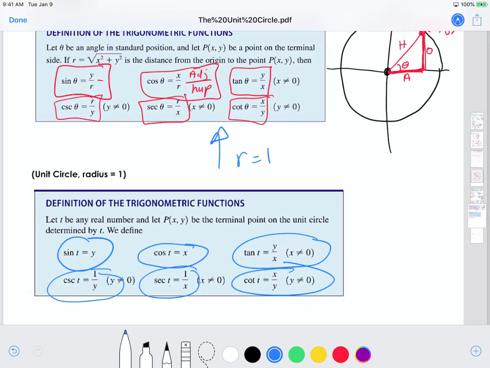So when your circle has a radius of 1, your hypotenuse is 1. And that's the relationship between these two blue boxes. The blue box on the top is for any circle of any radius. So if we had a circle of radius 2, we would want to make sure we put in r as 2. If we have the special case where we have a radius of 1, then we can use this second box down here.